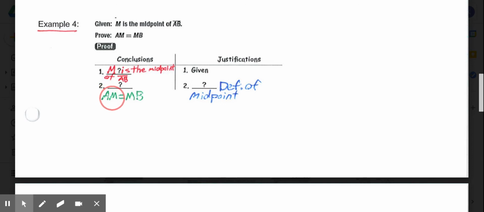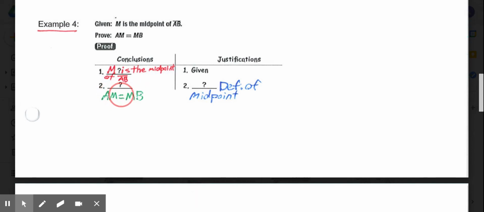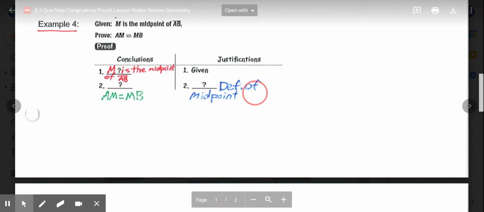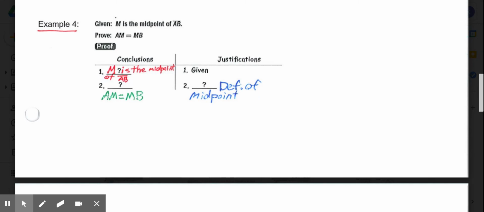So what allows us to say AM is equal to MB? It comes from the definition of a midpoint, because a midpoint is equidistant from the two endpoints. So M being the midpoint is the same distance A to M as it is M to B. So the justification would be definition of a midpoint.